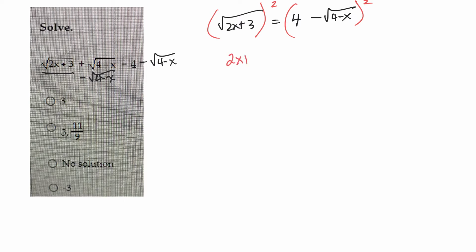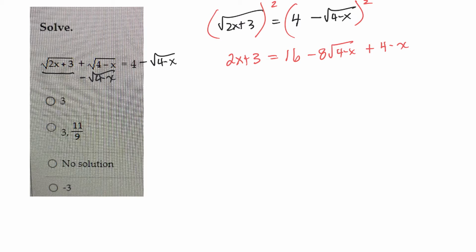So I get 2x plus 3 on this side. On this side, when you FOIL it out, you should get 16 minus 8 root 4 minus x, and then this will be plus 4 minus x.